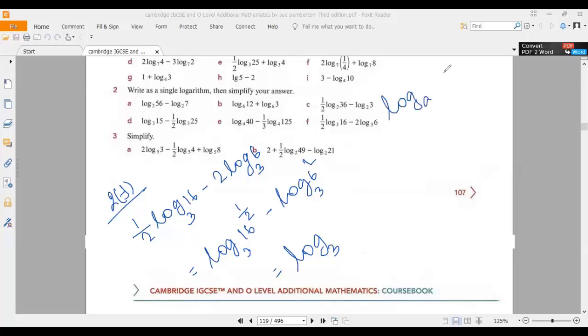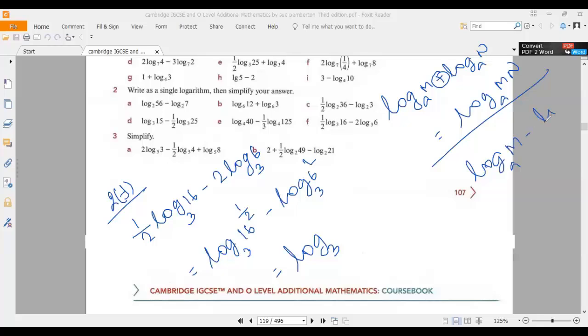A base log m plus a base log n: if the bases of these logarithms are the same and there is a plus, then instead of this line, we can write a base log mn. Or if I want to write a base log m minus a base log n, instead of this line, we can also write a base log m by n. Okay, we can use both ideas.